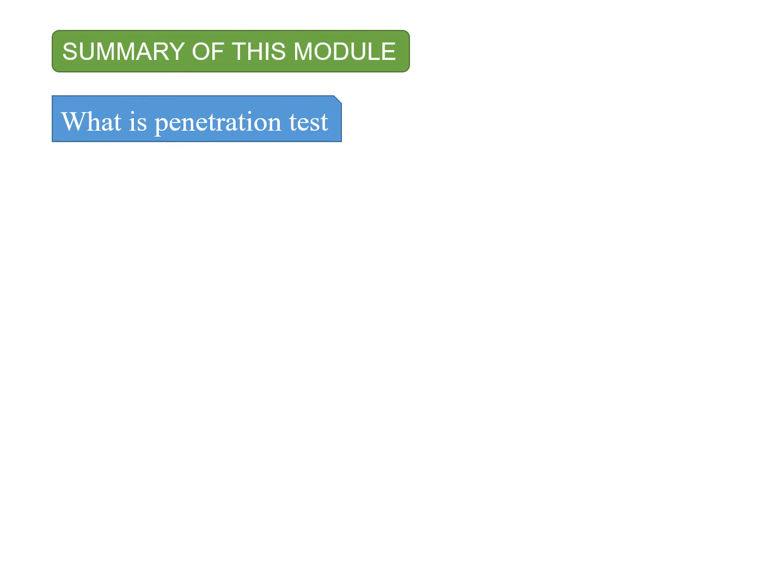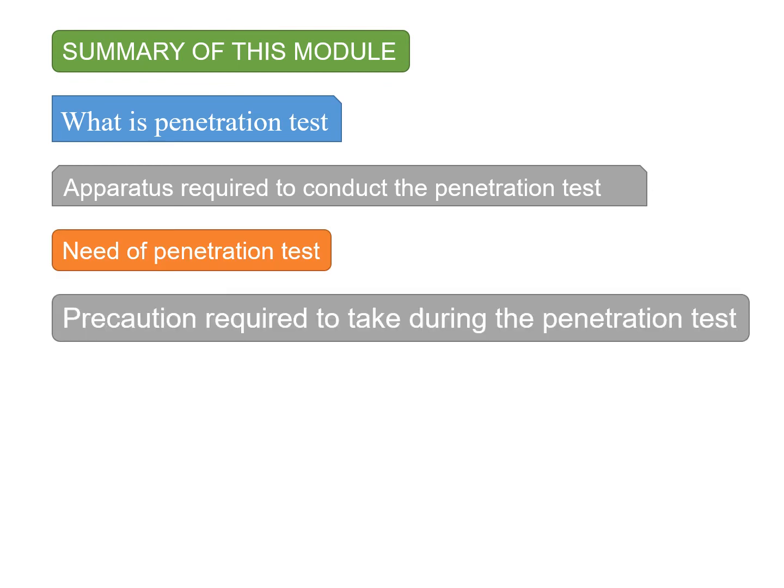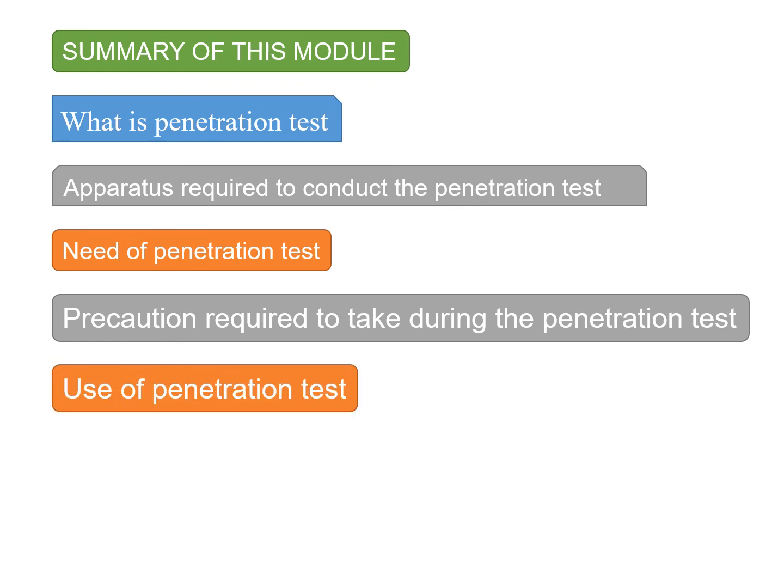So to summarize this module, we talked about what a penetration test is, what apparatus is required to conduct the penetration test, what is the need of the penetration test, what precautions are required during the penetration test in order to maintain the accuracy of the results, and the use of the penetration test. When we talk about the use of the penetration test, it is basically to choose the penetration grade of bitumen with respect to the climatic conditions of the area where it is to be used.